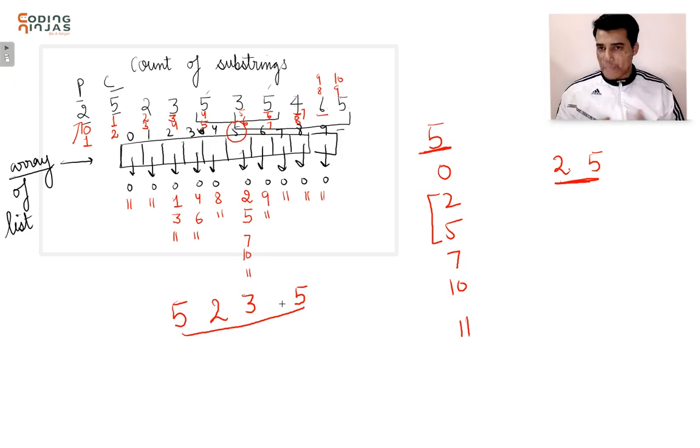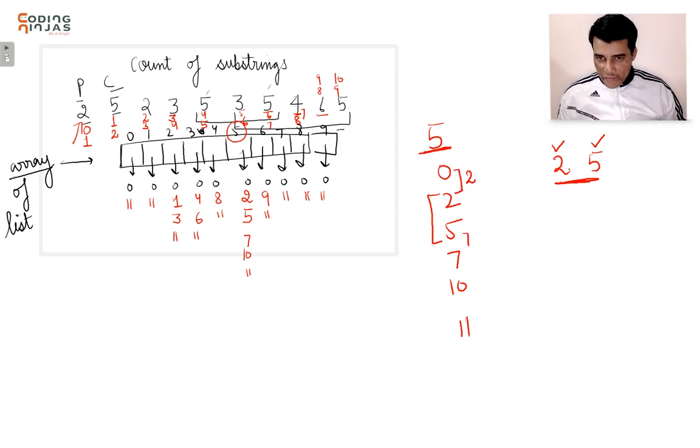I'm taking this substring, and trying to make as many substrings as possible by taking the 5 at position 2 and the 5 at position 5. How many such substrings can be formed? Let me explain how many can be formed by taking this pair. The count of substrings would be equal to the product of the differences of these two, which is 2, and the difference between these two, which is 2. So the count of all the substrings by taking 2 and 5 would be equal to 4.